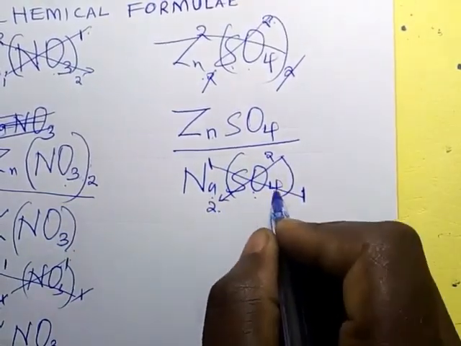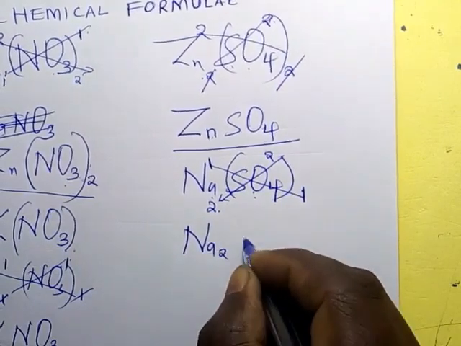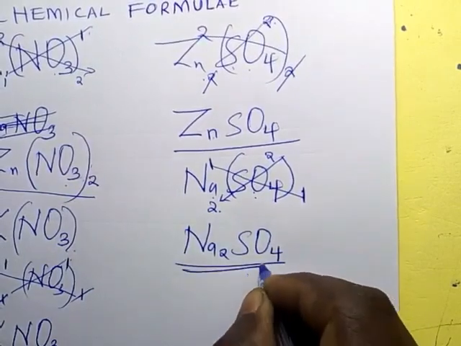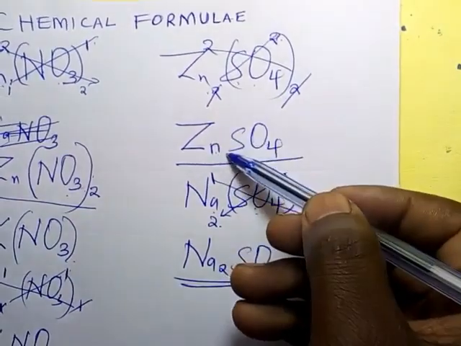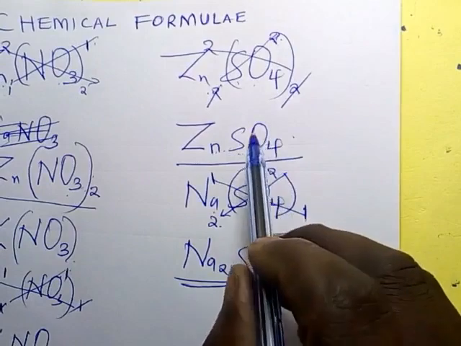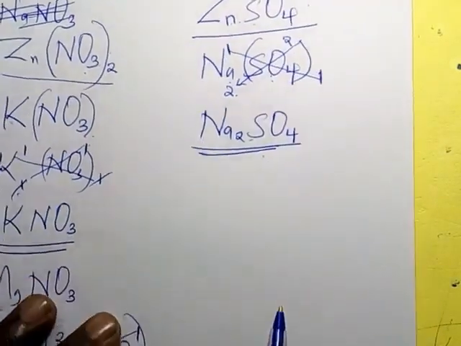So the chemical symbol for sodium sulfate is Na2SO4, and this is sodium sulfate. You can see it is different from zinc sulfate. Zinc sulfate does not have 2 here. It doesn't have anything there. Therefore, valence electrons are very important in balancing equations.